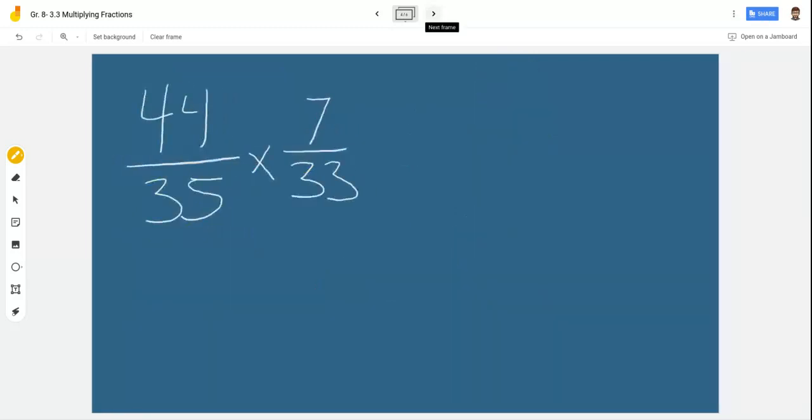Let's do one more. I have 44 over 35 times 7 over 33. If I were to do this normally, if I would just multiply the numerators and multiply the denominators, I have 44 times 7 equals 308. And then I have 35 multiplied by 33, which is 1,155.